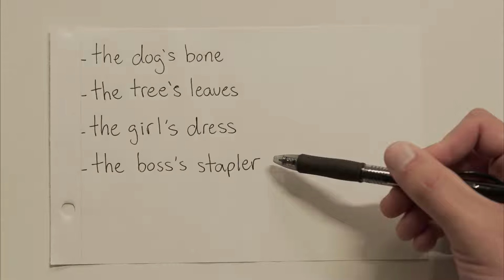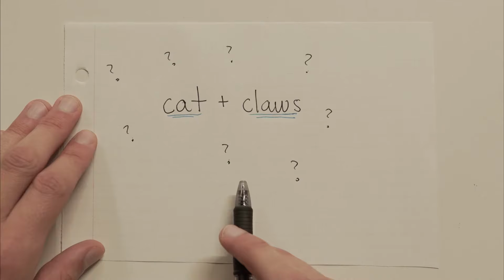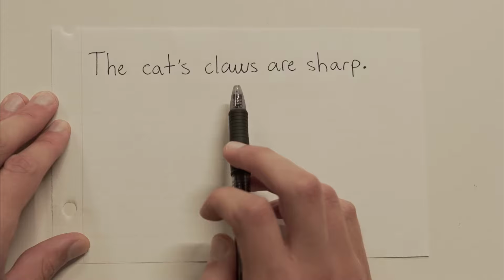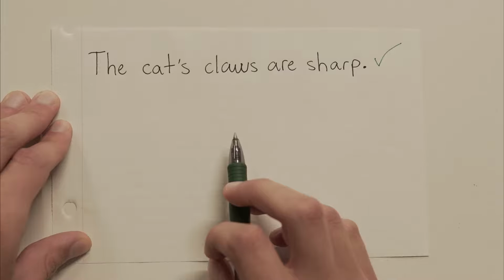Okay, so let's try to make some sentences. How would we talk about the claws that belong to a cat? One cat. Maybe the cat's claws are sharp. One cat that possesses something. So apostrophe S to make it possessive. And since the claws are the things being possessed, the word claws is right next to the word cat's.